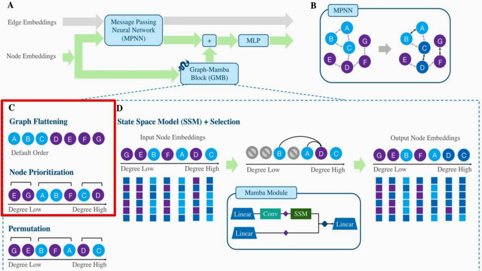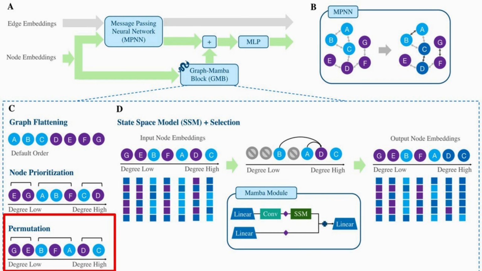To make this unidirectional sequence model work best, they intentionally place the highly connected nodes, so-called hub nodes, at the very end of the sequence. It makes nodes at the end able to see the history of the nodes before them. By putting hub nodes last, they can aggregate information from all their neighbors and capture the best long-range context. Also, to stop the model from memorizing a fixed order, they use permutation during training, randomly shuffling nodes that have the same degree. This makes the model much more robust.